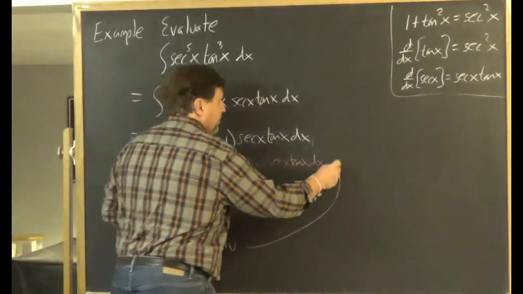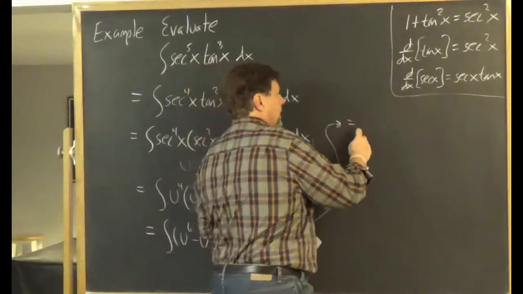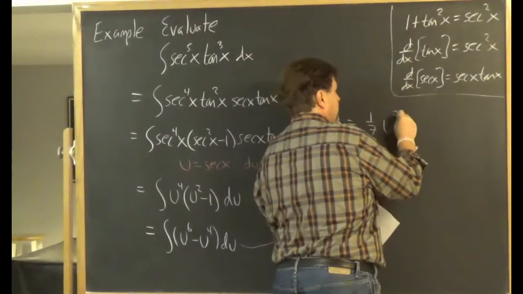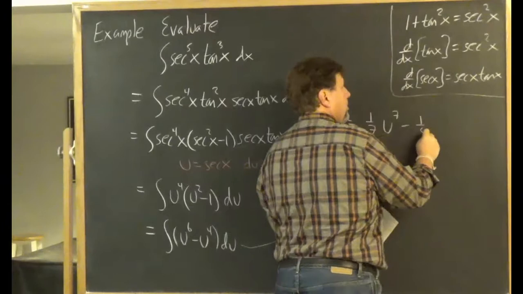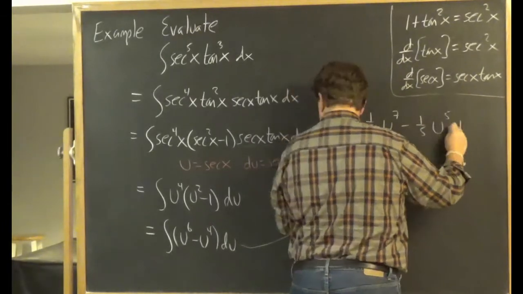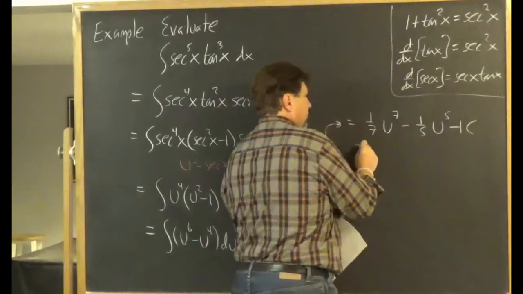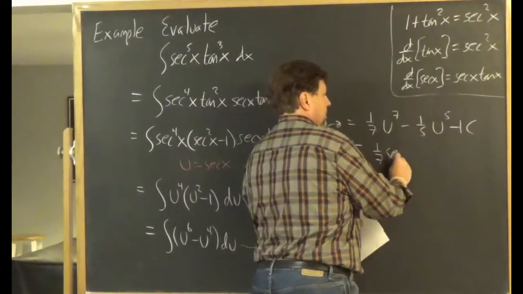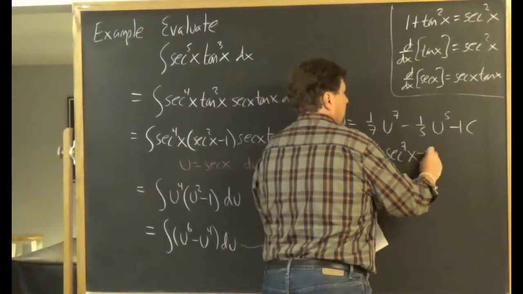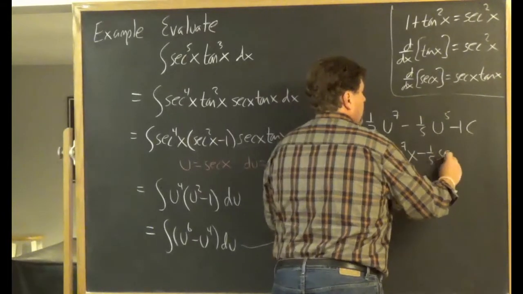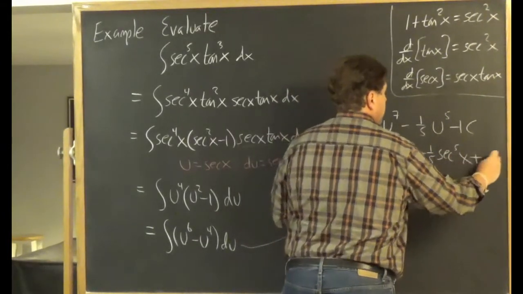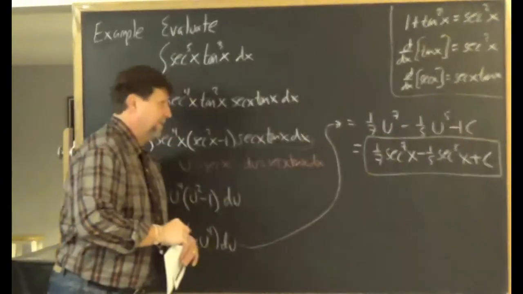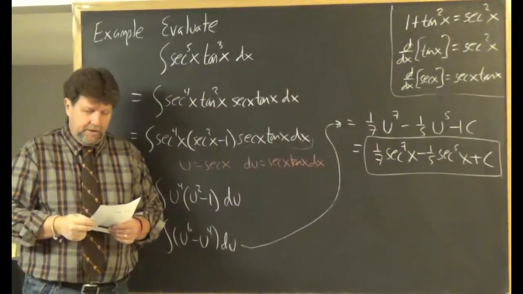And then let me pull the problem up here. Get an antiderivative, so it's 1/7 u to the 7th minus 1/5 u to the 5th. Resubstitute. See, u is secant. And that's it. That's all there is to it.